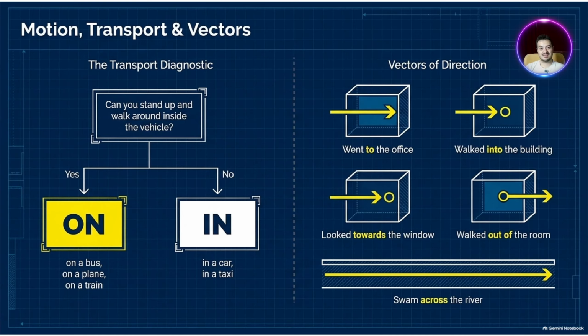So the rule doesn't apply for bikes and motorbikes or motorcycles. In that case, you must use the word on because you're on the surface of that vehicle. Now, with vectors of direction, you move from one point to another point, and you must use the preposition to.